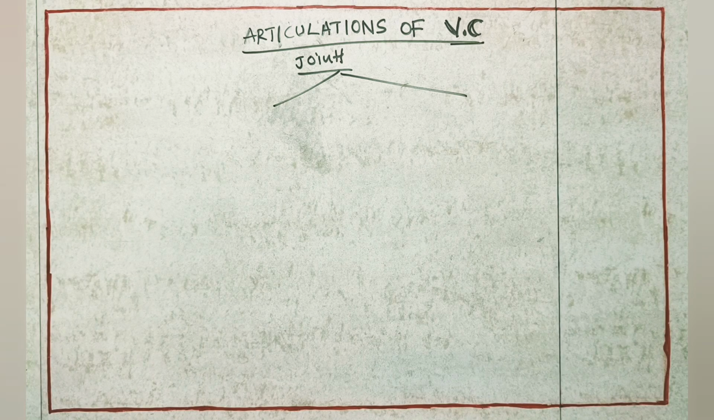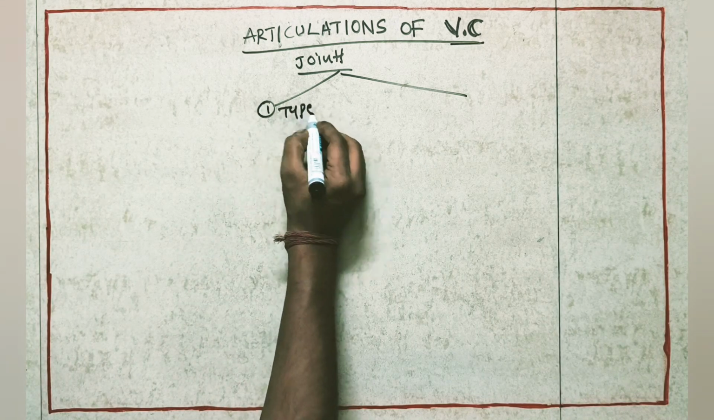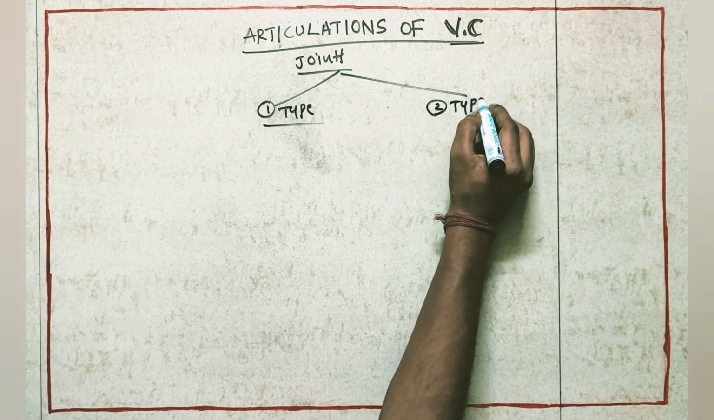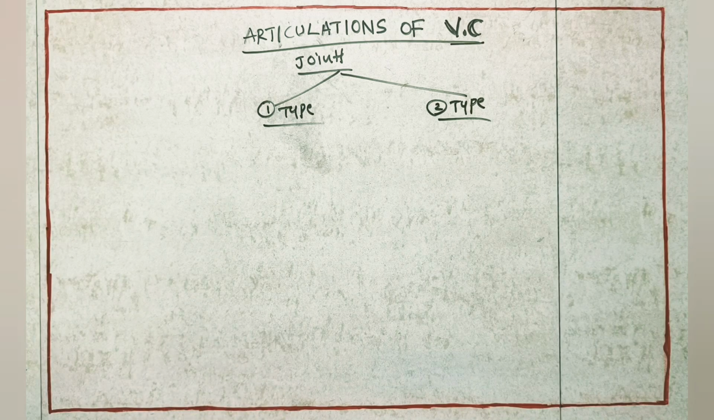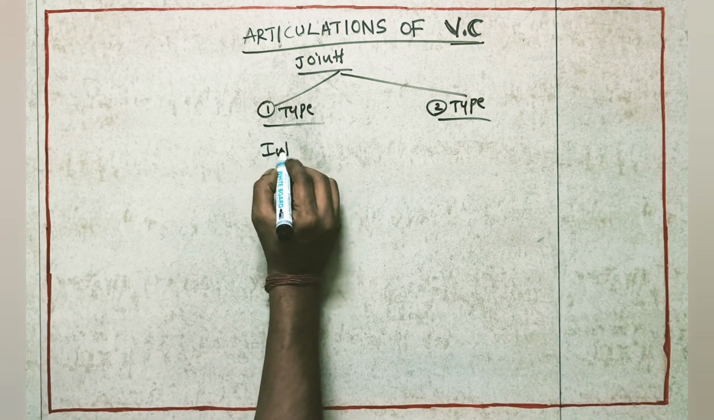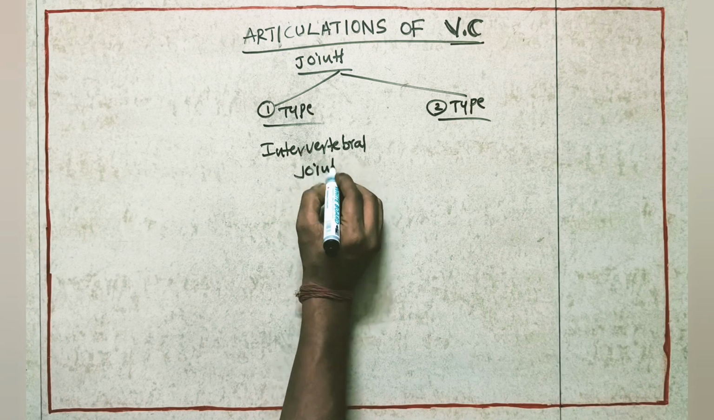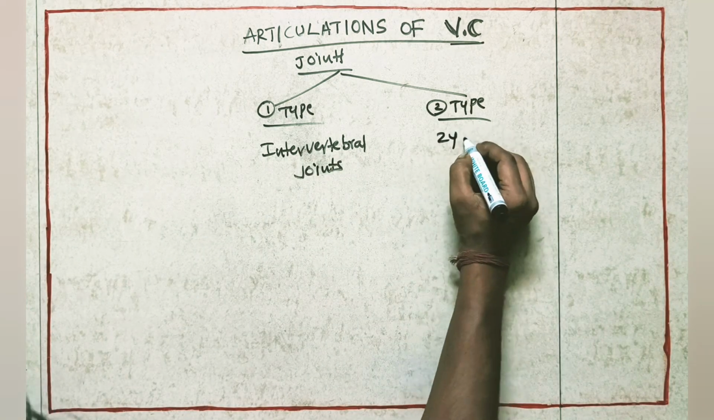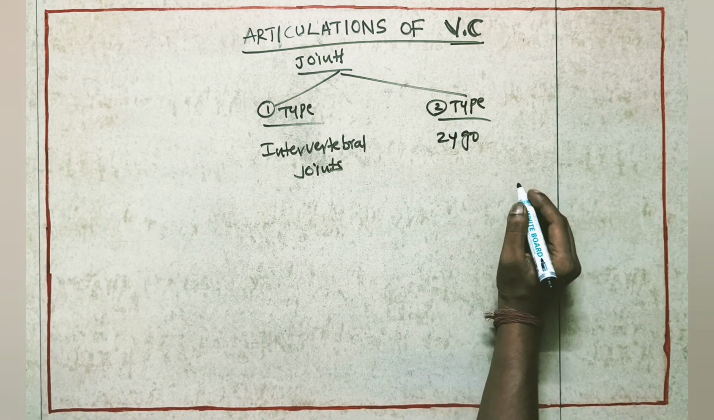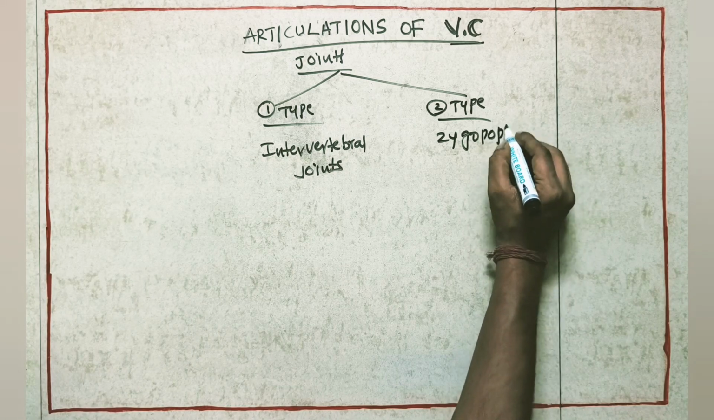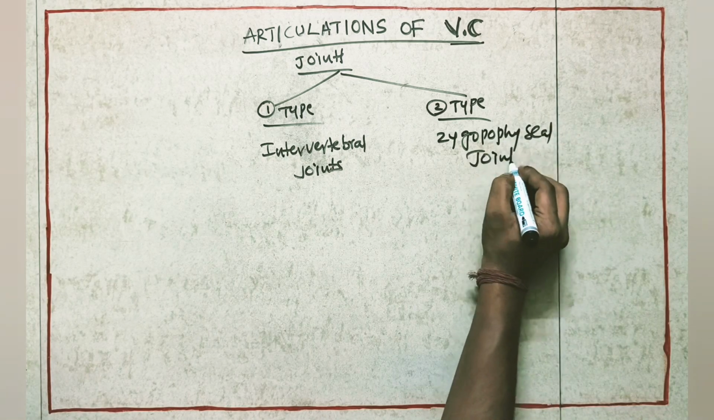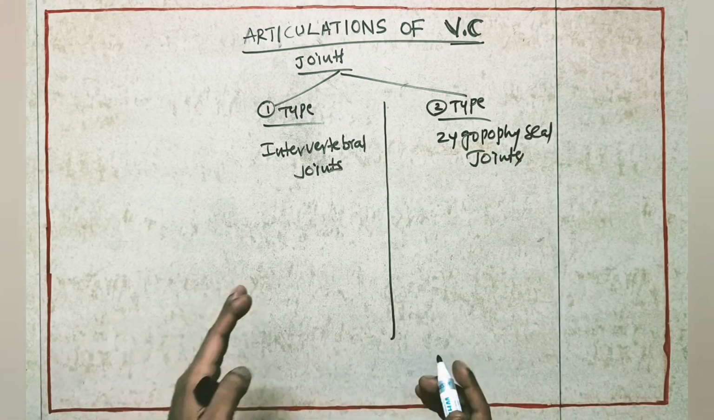The first type of joint which is present in this vertebral column is nothing but intervertebral joints. And the second one, here we'll be having zygapophyseal joints. So these are the two types of joints we can see in the vertebral column.